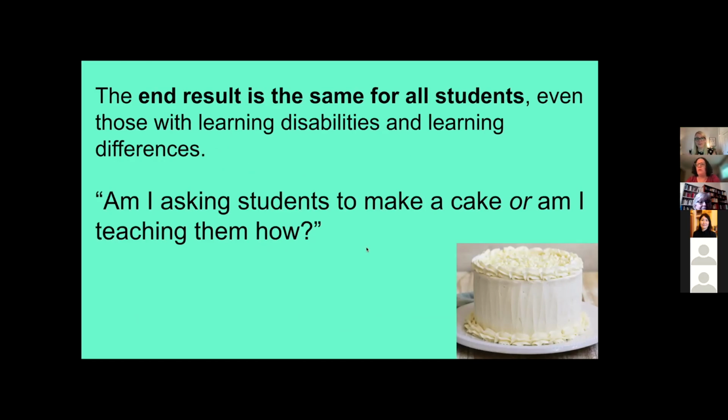So the end result is the same for all students, including those with learning disabilities and learning differences. And something I think about when I'm making my classroom lessons is, am I asking students to make a cake right now, or am I teaching them how to make a cake?